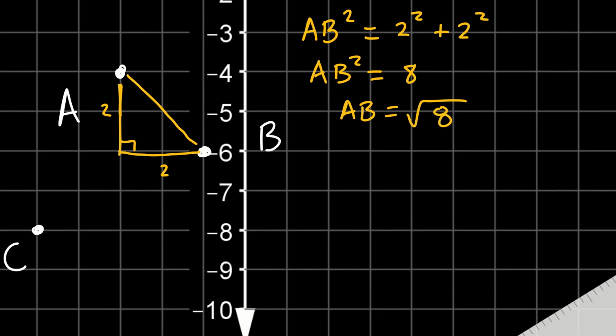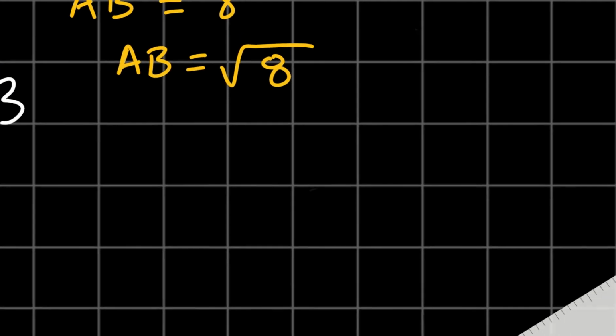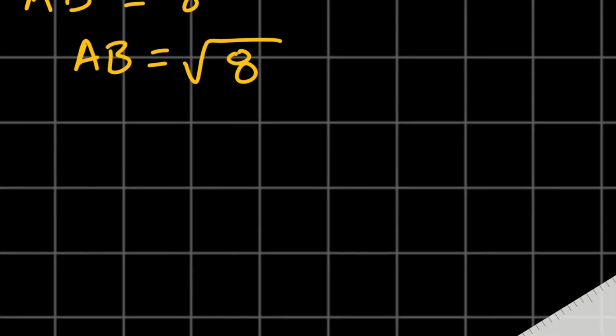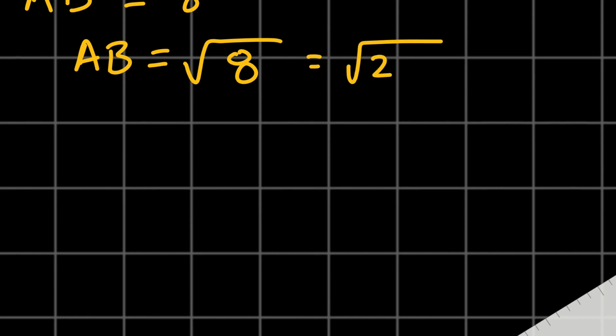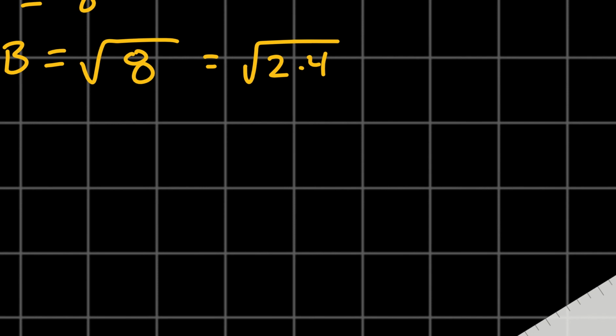And if I was to write that in simplified radical form, that root 8 is 2 times 4. So I would say, well, that's the same thing as 2 times 4, and I could break that up. That's the same thing as the square root of 2 times the square root of 4. And I do this because the square root of 4 is rather pleasant. It's just the number 2. So this is equal to 2 times the square root of 2.